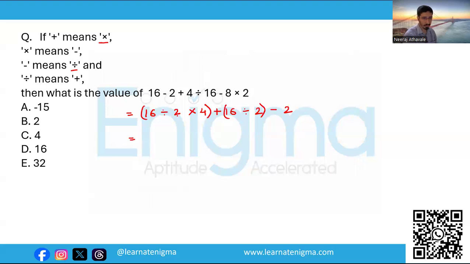So 16 divided by 2 is 8. 8 fours are 32. Okay. Plus 16 divided by 2 is 8 minus 2. Okay. So 32 plus 8, that is 40.